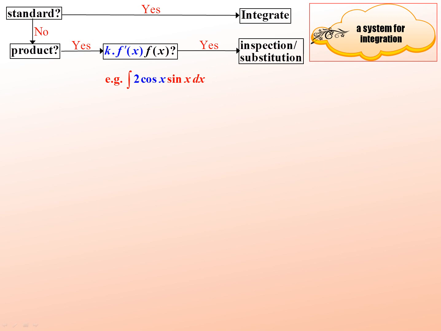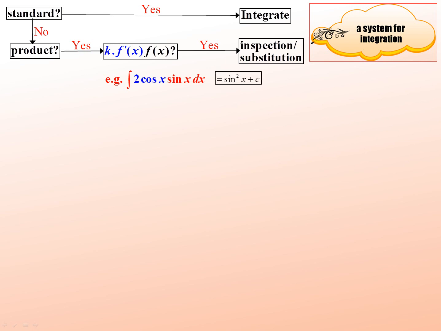So we can either use inspection or substitution. We can let u equal sin x and go from there, or we can just do it by inspection. I'm going to do it by inspection. To differentiate to get sin x, I must have had sin squared x, and there's the cos x coming out because of the derivative of the inside function in chain rule.